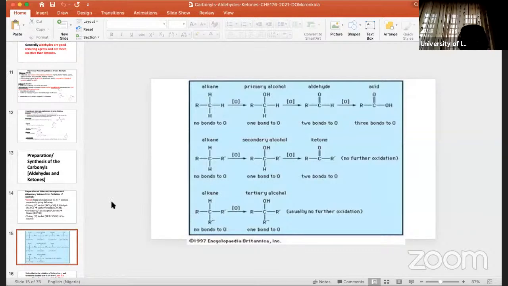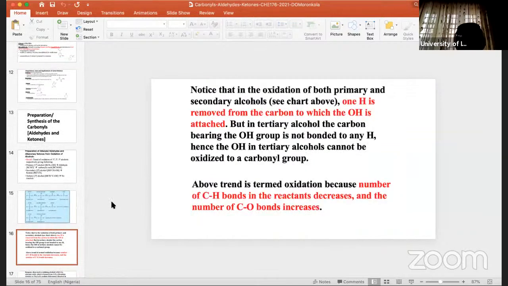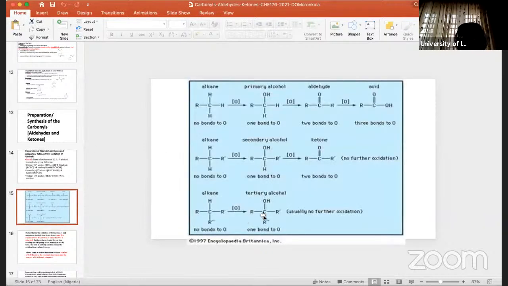And in this perspective, you will notice that in the oxidation of the primary and secondary alcohols which we've just considered, every time one hydrogen is removed from the carbon that is bonded to the functional group OH. But in tertiary alcohol, the carbon bearing the hydroxyl functional group is not bonded to any hydrogen. That is why it will not oxidize further. You can see the carbon linked to the functional group OH does not have any hydrogen, so it cannot oxidize further.